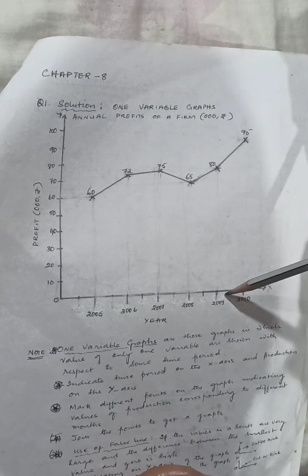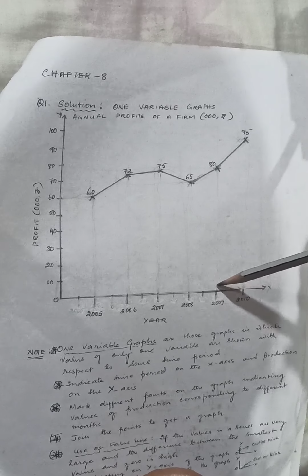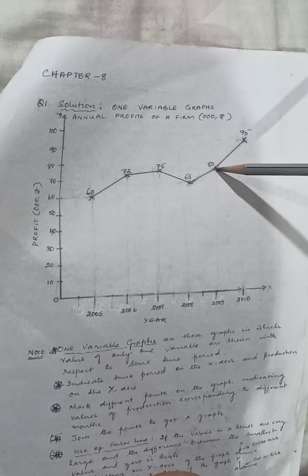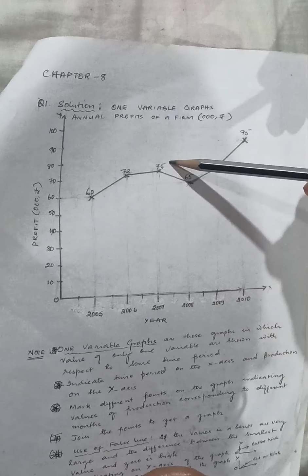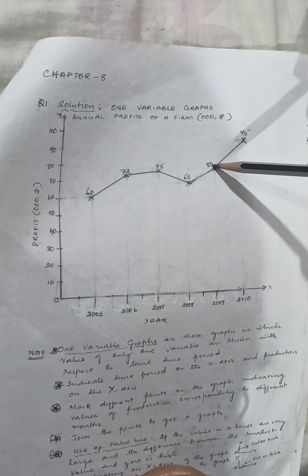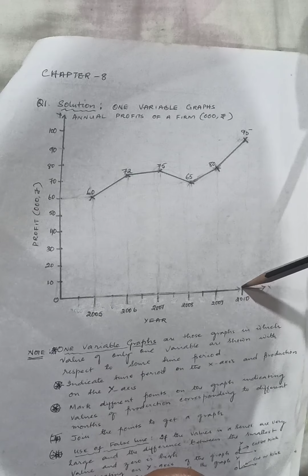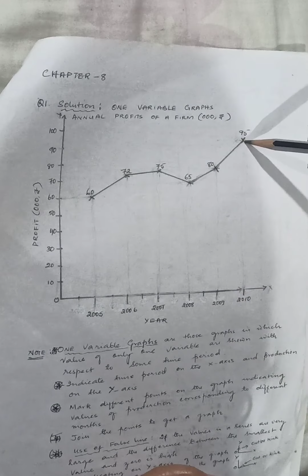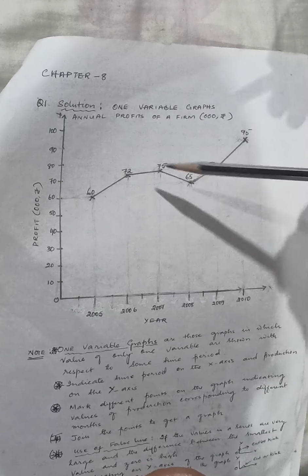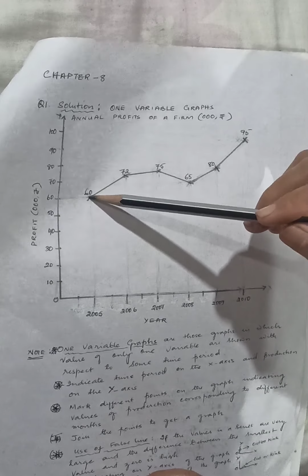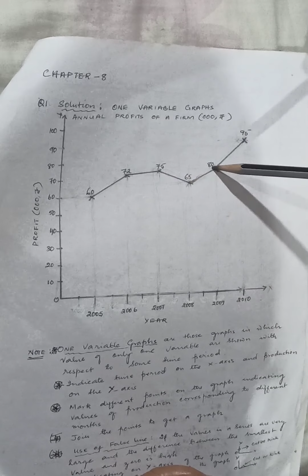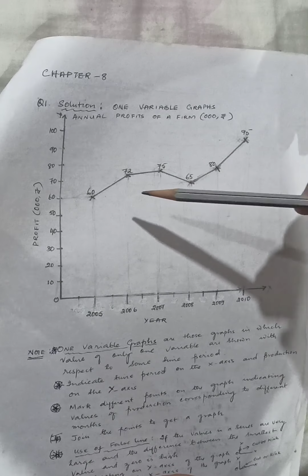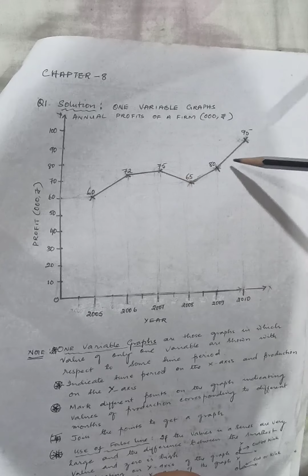And in 2009 I draw a line with the help of a scale and pencil. 80 will come on this, so where they meet, we cross it. And in 2010 I draw a line that falls on 95. 95 will be somewhere here. All these thin lines that you draw, you need to erase them. Then you join each point and you get a graph. So this is called a time series graph, or also called a one variable graph.